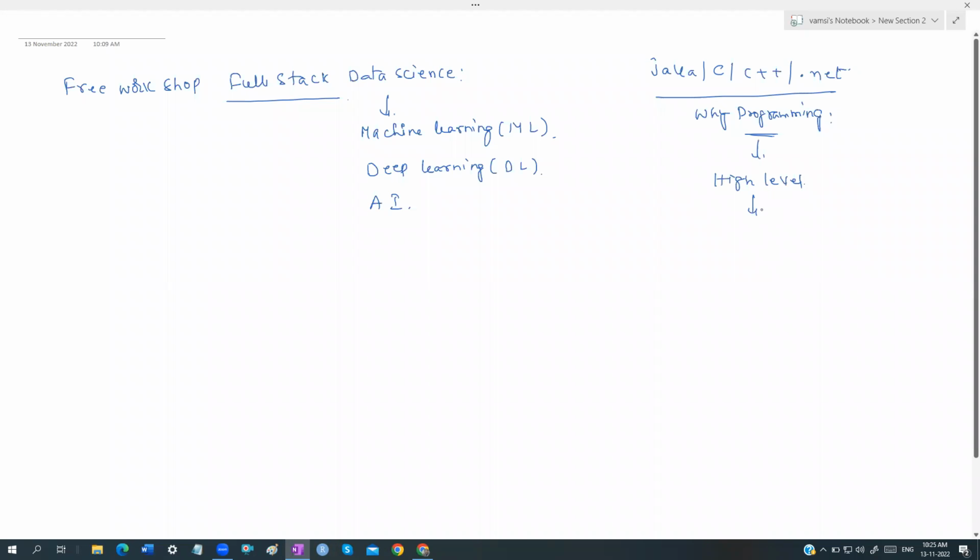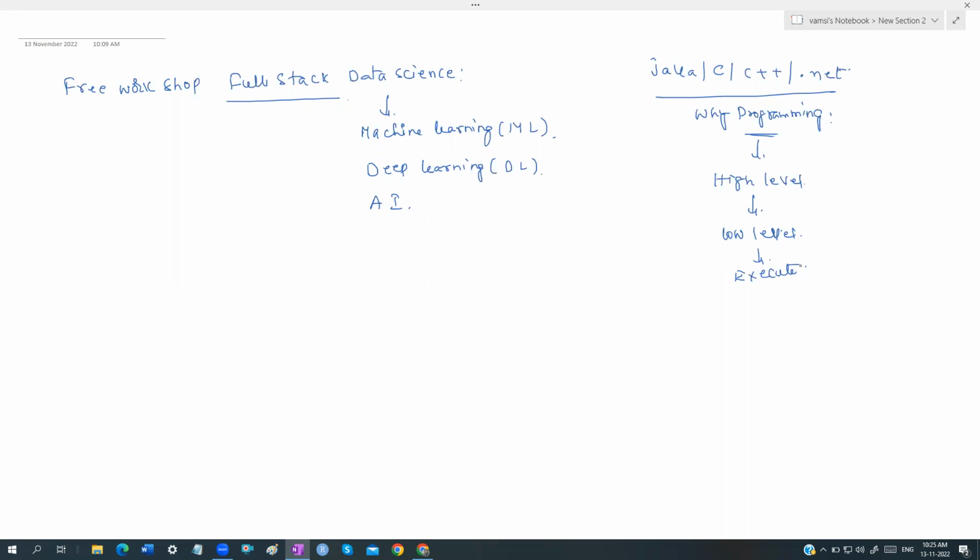So that high level language needs to be converted into a low level language. A low level language cannot be understood by the user; only machines can understand it. After that, the low level language is executed by the machines to perform some process. That is what the programming people say.